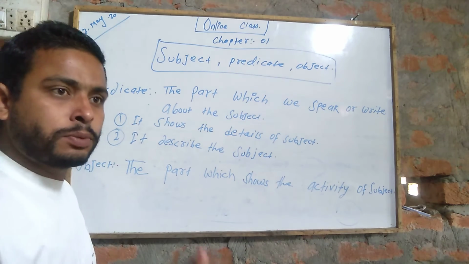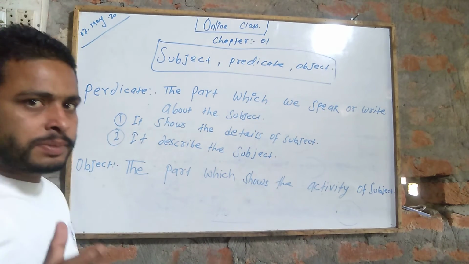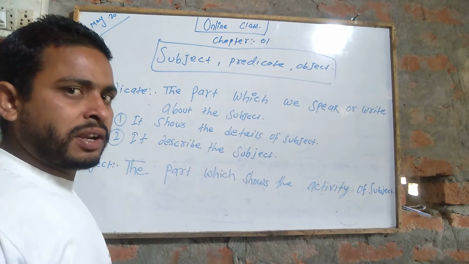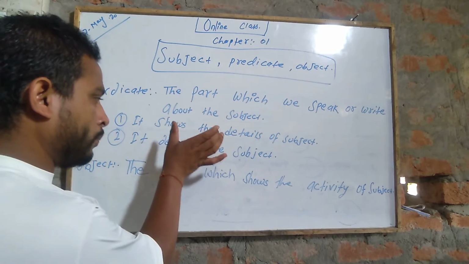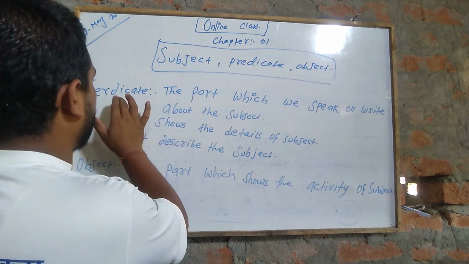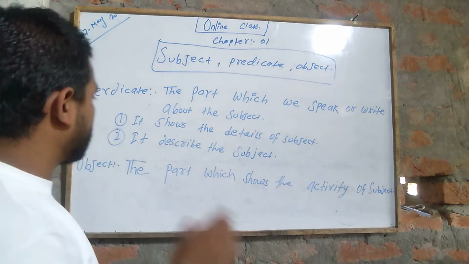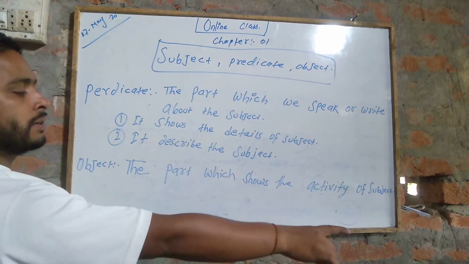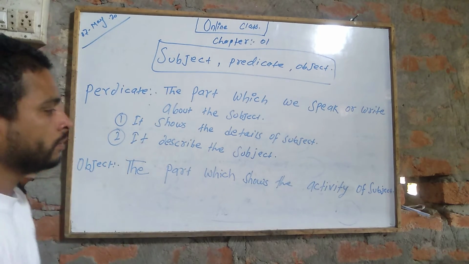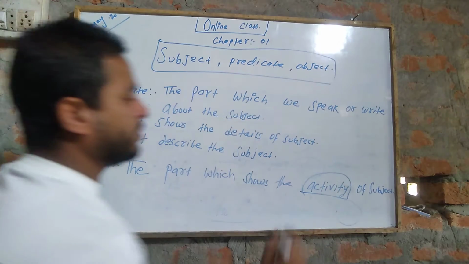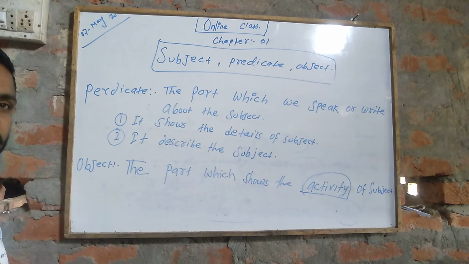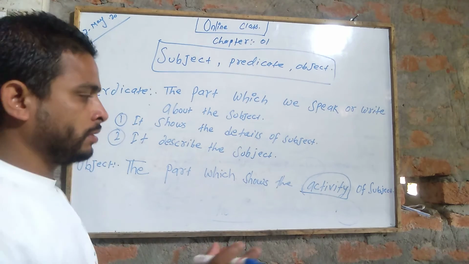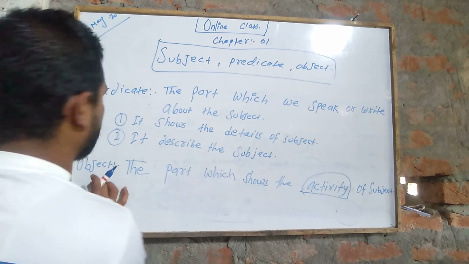For example, Ram is a good boy. Who is a good boy? Ram. Ram is the subject. Here we are talking about Ram. So the work of the predicate is to describe the subject. Now we have the object here. Object: the part which shows the activity of the subject. Ram is playing. Playing what? Cricket. Ram is playing cricket. Such an activity is related to the object.